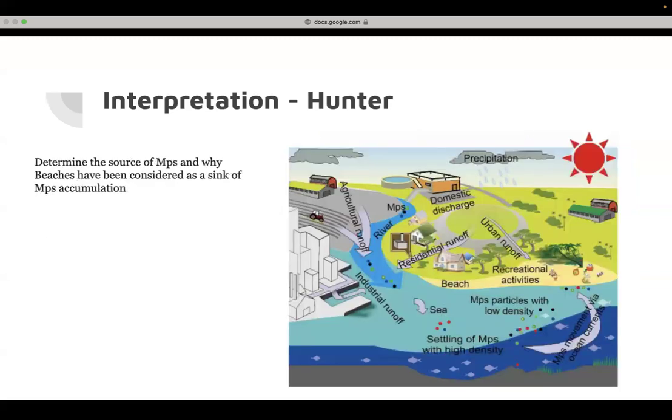Another important part of the report was determining the source of microplastics and why beaches have been considered as a sink of microplastic accumulation. Things such as temperature, sea breeze, waves, tides, rainfall, wind, shipping, even geometry of the coastline, garbage dumping, and offshore aquaculture all have a significant role in the distribution of microplastics along the shore.